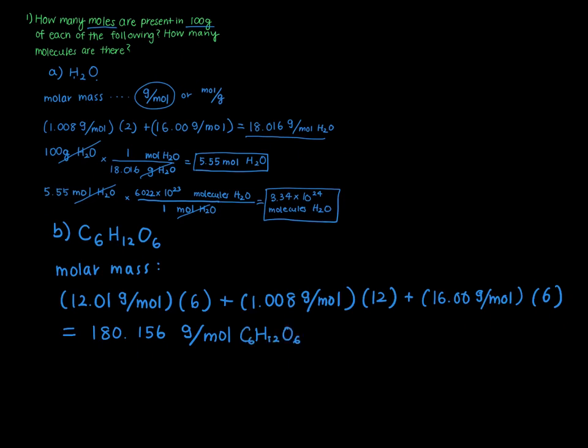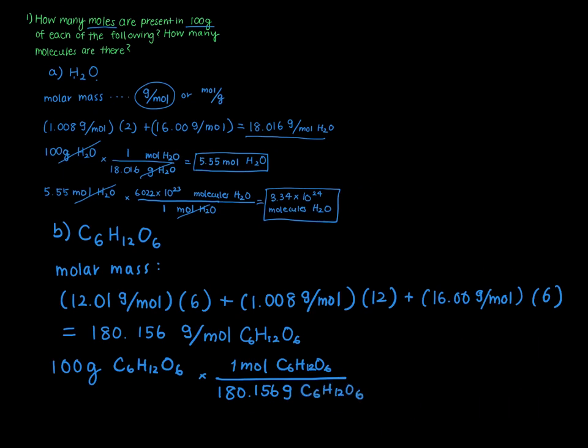C6H12O6. Now we use the information that we're given in the problem of 100 grams, in this case 100 grams of C6H12O6. Then we are going to use the molar mass that we just found. So for 1 mole of C6H12O6, we have 180.156 grams of C6H12O6. We can cancel out grams, and then we're left with moles, which is what we want.